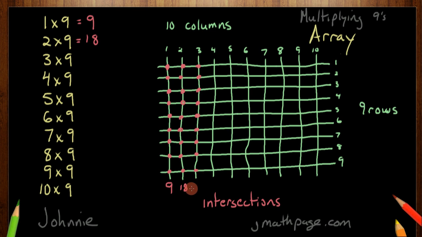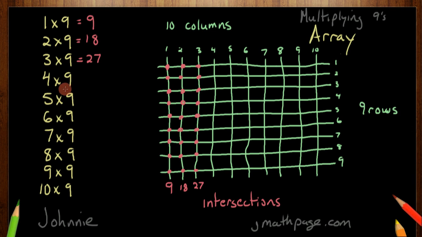So far so good. Now I had 18 intersections before. I've added all these now. So let's start with 18, 19, 20, 21, 22, 23, 24, 25, 26, 27. So I have 27 intersections. 3 columns by 9 rows give us 27 intersections.